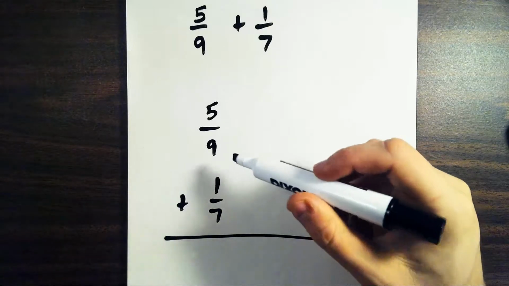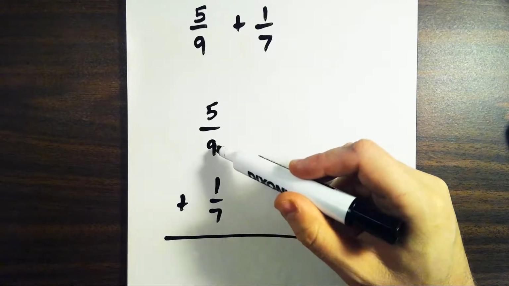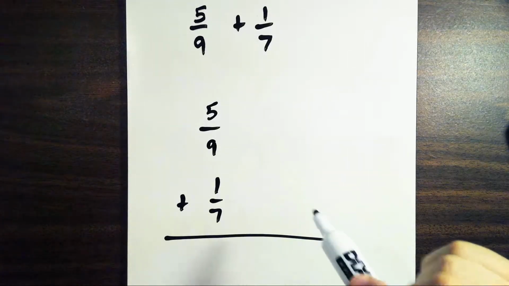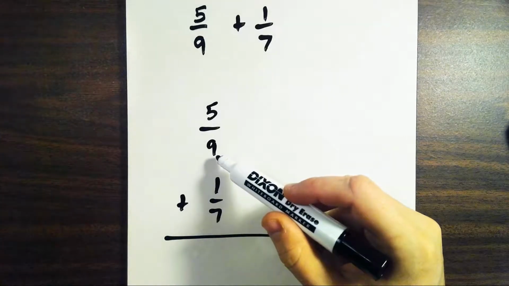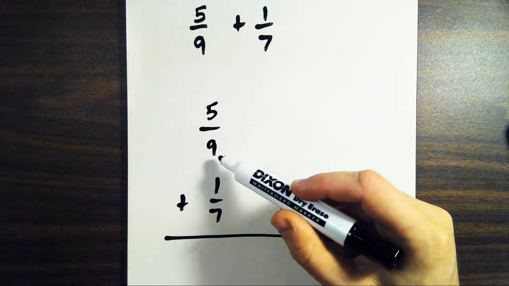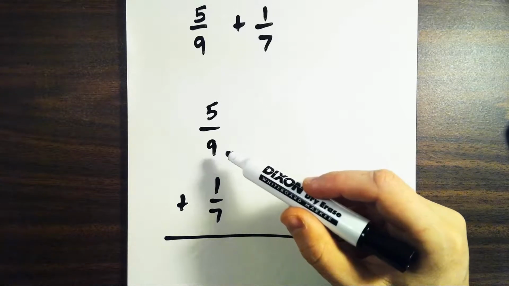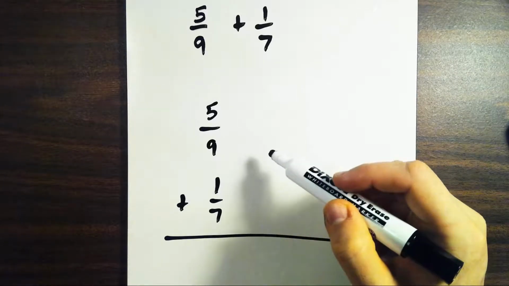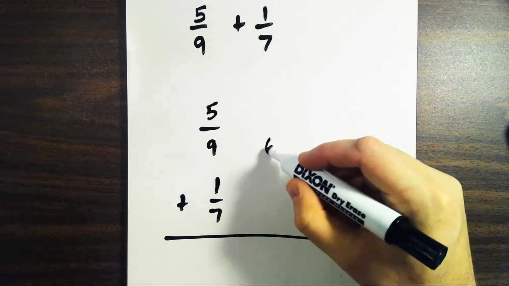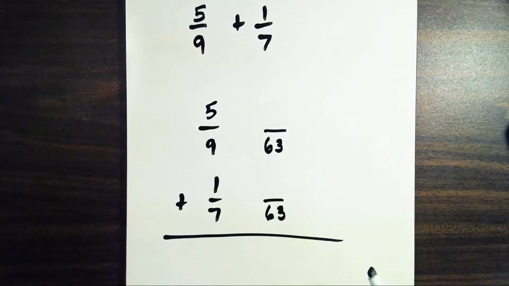So the first step that we're going to do, because these do not have a shared or common denominator, we have to find something that both 9 and 7 go into. I usually start with the largest denominator, and count by that number and stop when I reach something that the smaller denominator goes into. So if I'm counting by 9, I will go 9, 18, 27, 36, 45, 54, and I'll stop at 63 because 7 goes into 63. So 63 will be my new denominator.